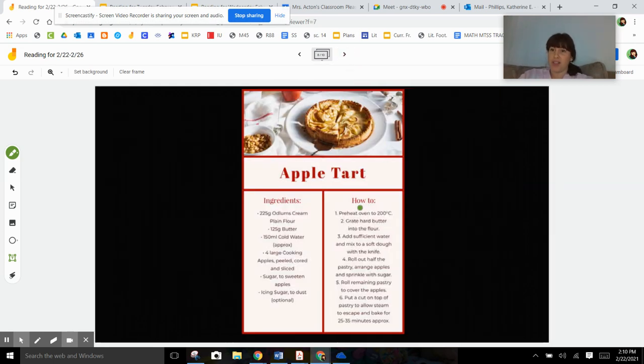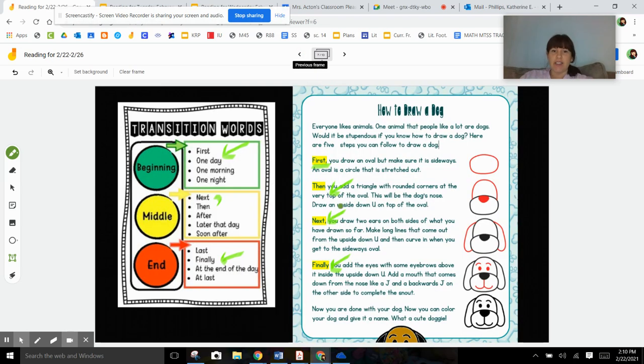And same thing with a recipe or something where it has steps 1, 2, and 3. And what's cool is if you actually go back to our text, if Miss Acton crossed out the first and just put step 1, crossed out the then and put step 2, it would work. 1, you draw an oval, but make sure it's always sideways. An oval is a circle that is stretched out. 2, you add a triangle with rounded corners at the very top of the oval. This will be the dog's nose drawn upside down.